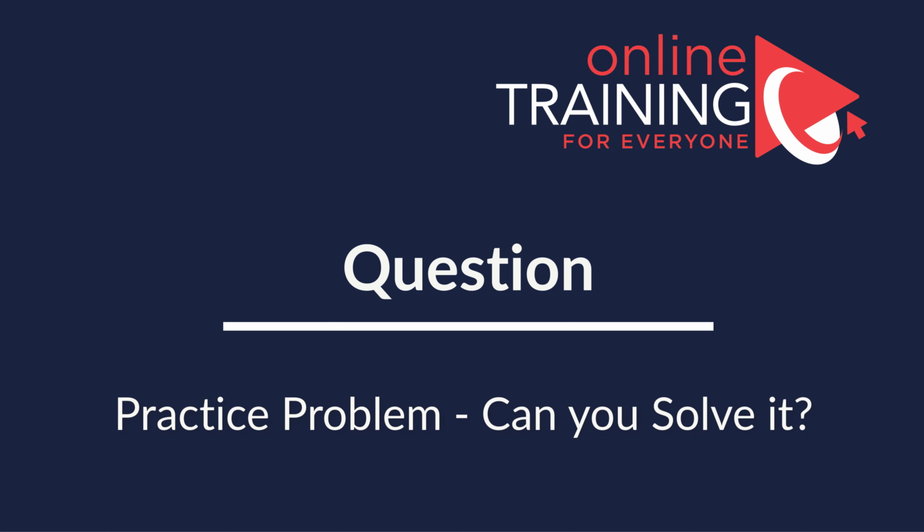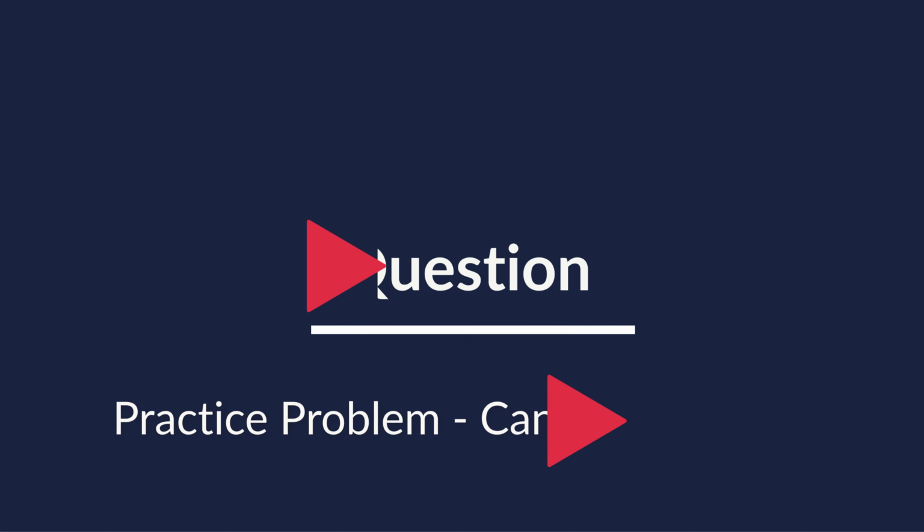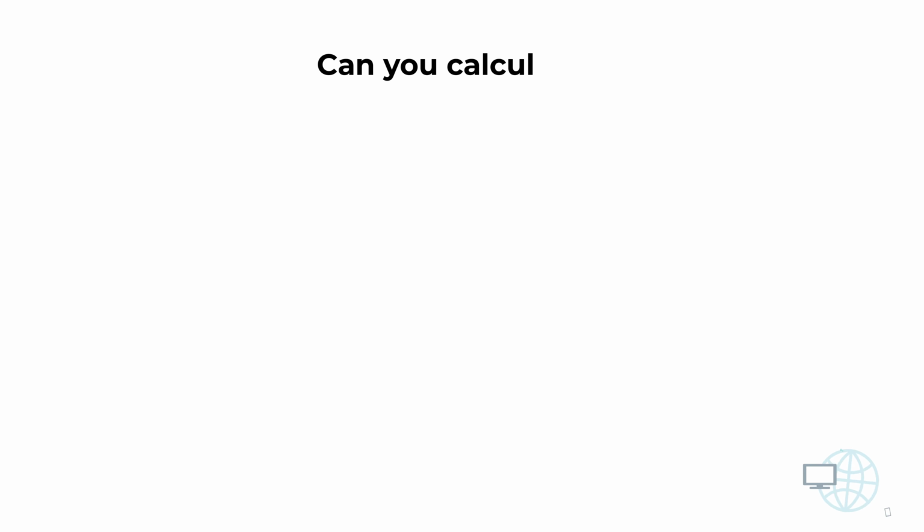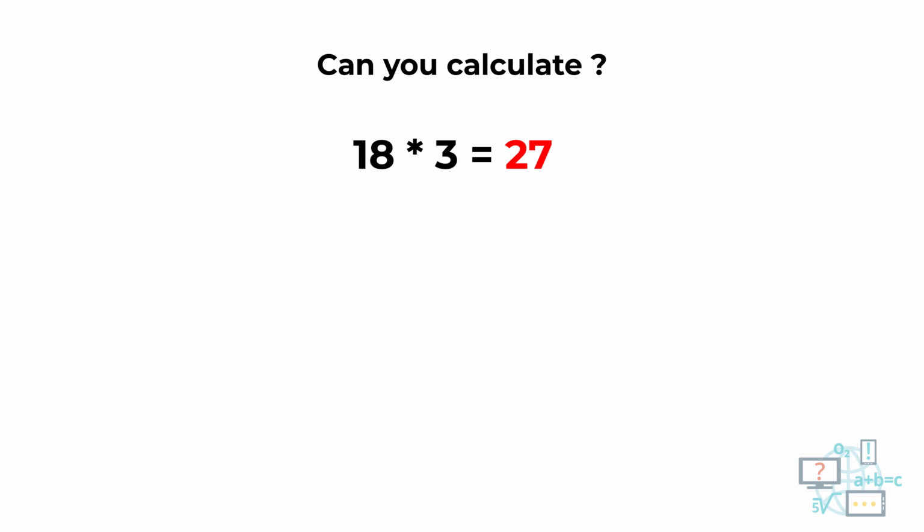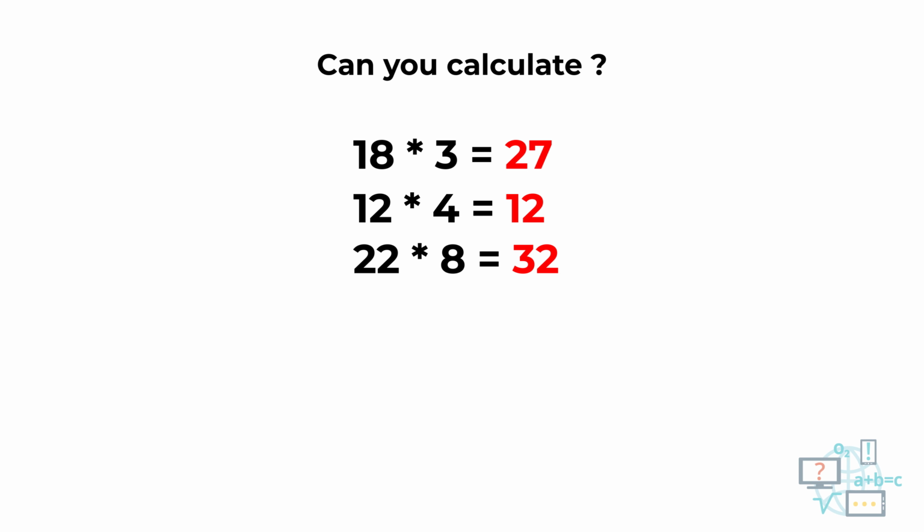And here is the practice question for you. You're presented with 3 full expressions, and you need to calculate the missing number in the 4th expression. Here are 3 full expressions. 18 by 3 equals 27. 12 by 4 equals 12. 22 by 8 equals 32. And you need to calculate the result of 12 multiplied by 9.